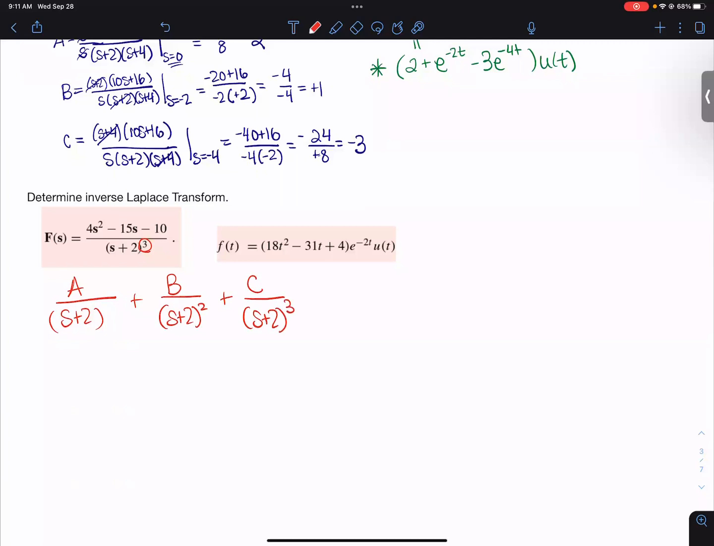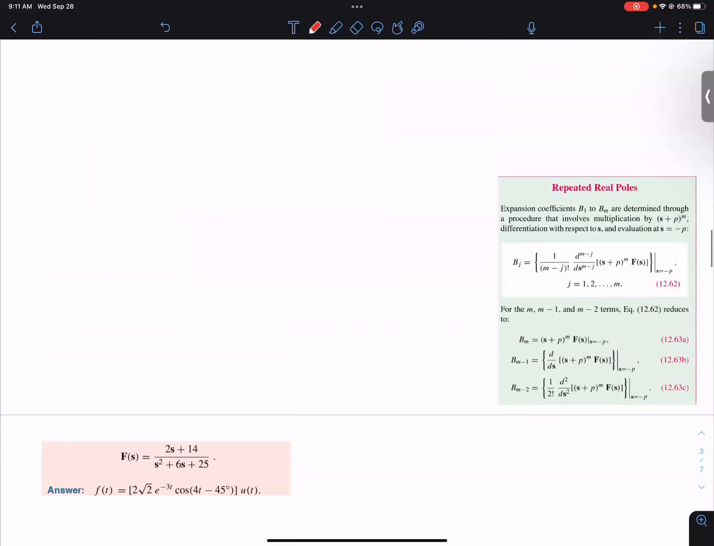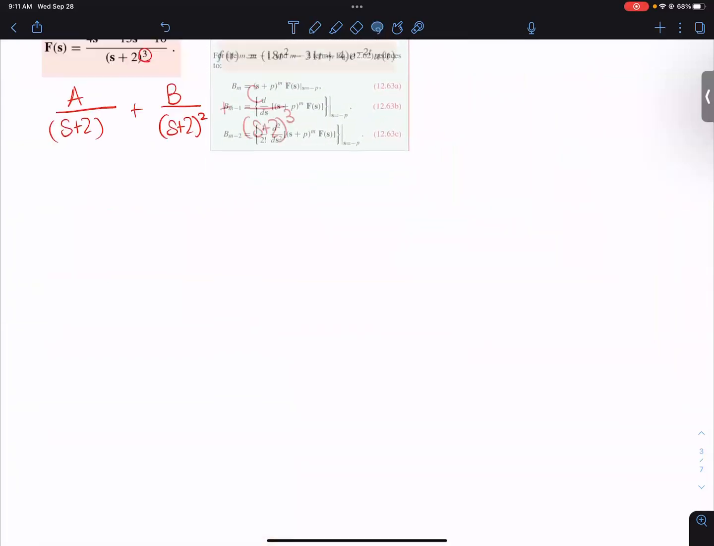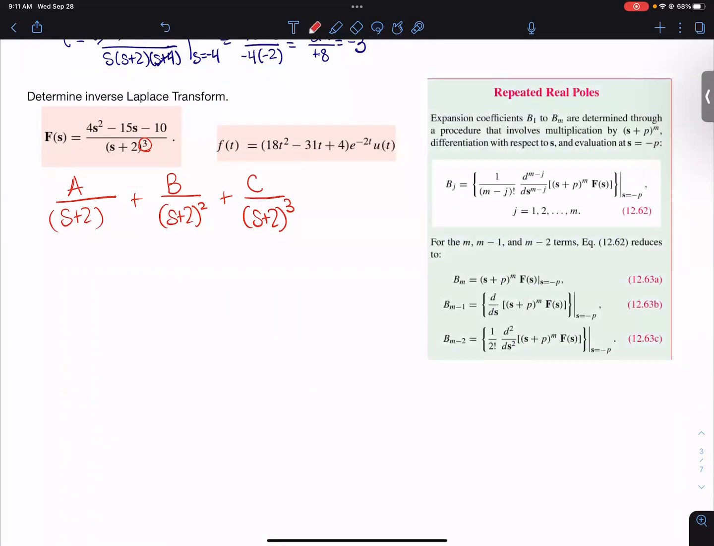This one's a little bit different now that we have this because you can't just say it's S equal to minus 2 and then multiply it, because they would be all the same. So for this one is a little bit different. We're going to use the repeated real poles. And so we actually have to take the derivative to find these. So for the first one, you do the S plus 2. And then for the second one, a derivative of that. And then the third one will be a derivative of that one.